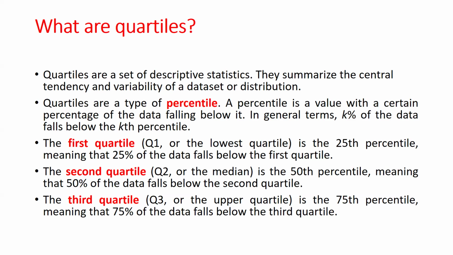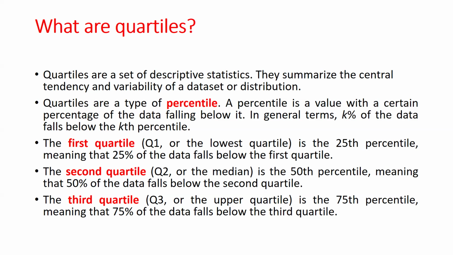Quartiles are a type of percentile, like when we talk about CAT percentile, how many students have got this percentile, 95 percentile, 80 percentile and all. So quartile is a type of percentile. A percentile is a value with a certain percentage of the data falling below it. So in general terms, K% of the data falls below the Kth percentile.